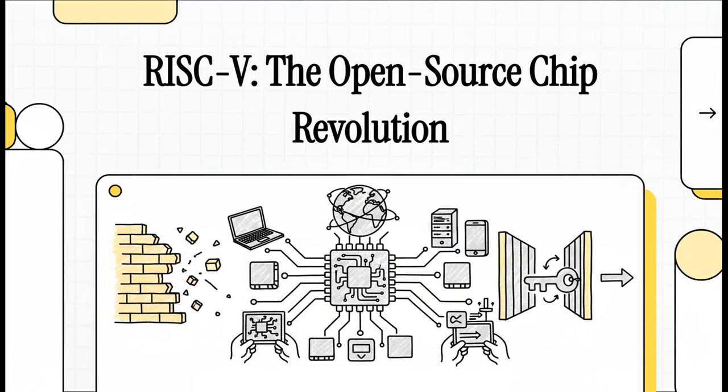For decades, the world of computer chips has been like a walled garden. Just a couple of massive companies held all the keys. But what if the blueprint for a processor was totally free? Free for anyone to use, to change, to build upon. Well, that's the radical idea behind RISC-V, and it's an open-source movement that is absolutely shaking the foundations of the entire semiconductor industry. So how did we get here?